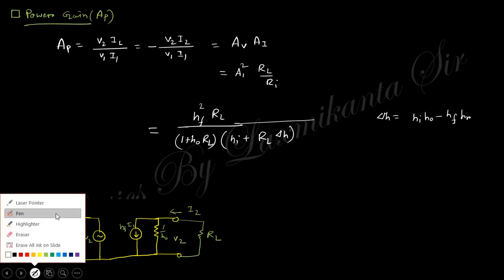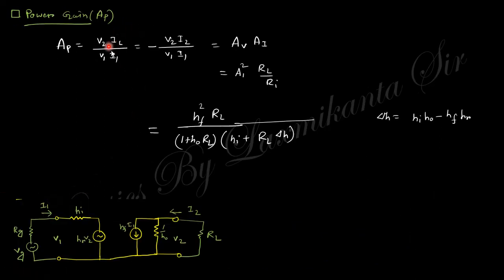And the next thing is the power gain. Power gain is output power by input power, so this is AV AI. If you put the value of AV and AI, the voltage gain and the current gain, power gain is nothing but the product of the voltage gain and the current gain. After putting these two values, you can easily find these things. Okay, so I think it is clear about all the things about the hybrid parameter.